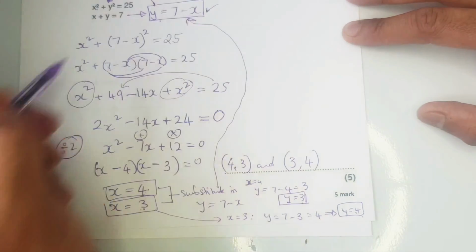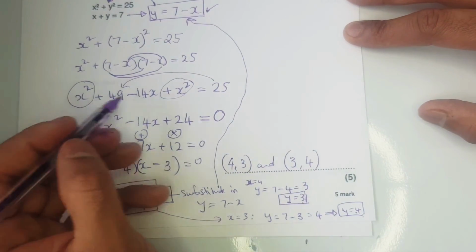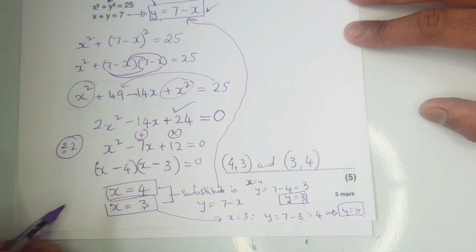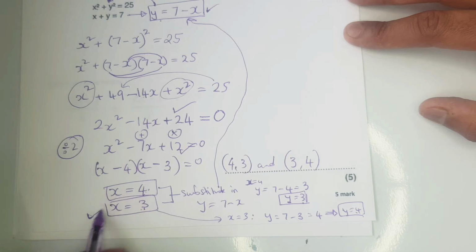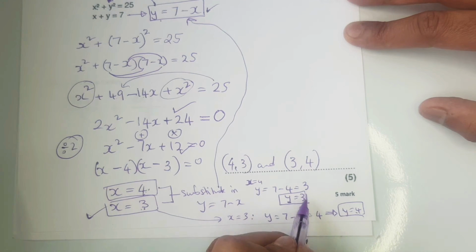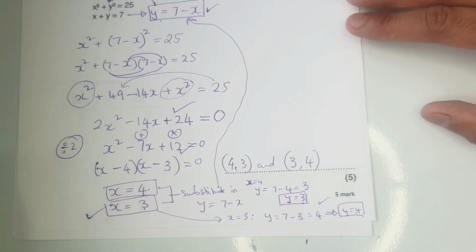1 mark for this, 1 mark for substituting it and equating it to 0. Second mark, the third mark for factorizing. 4th mark for finding both the x values, and the 5th mark for finding both the y values. And that's it.